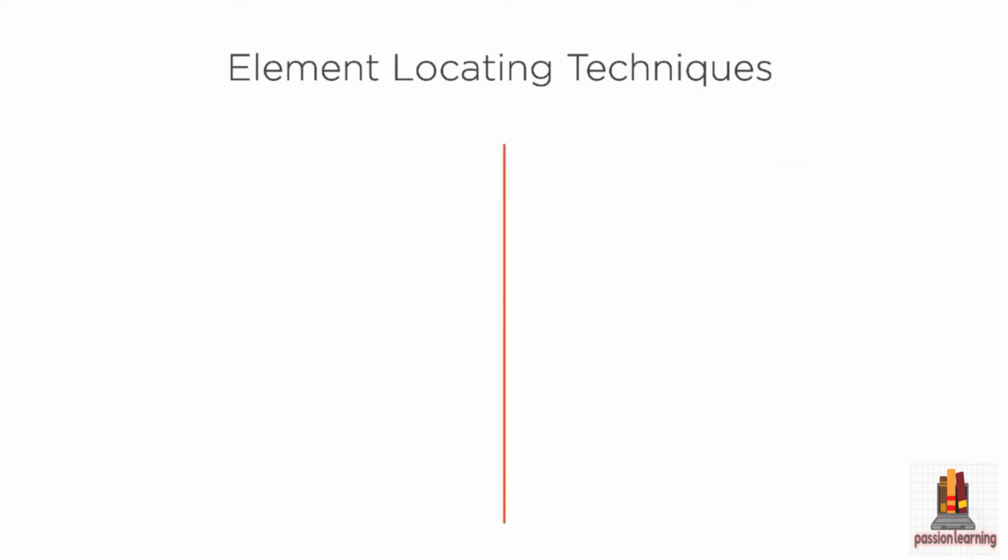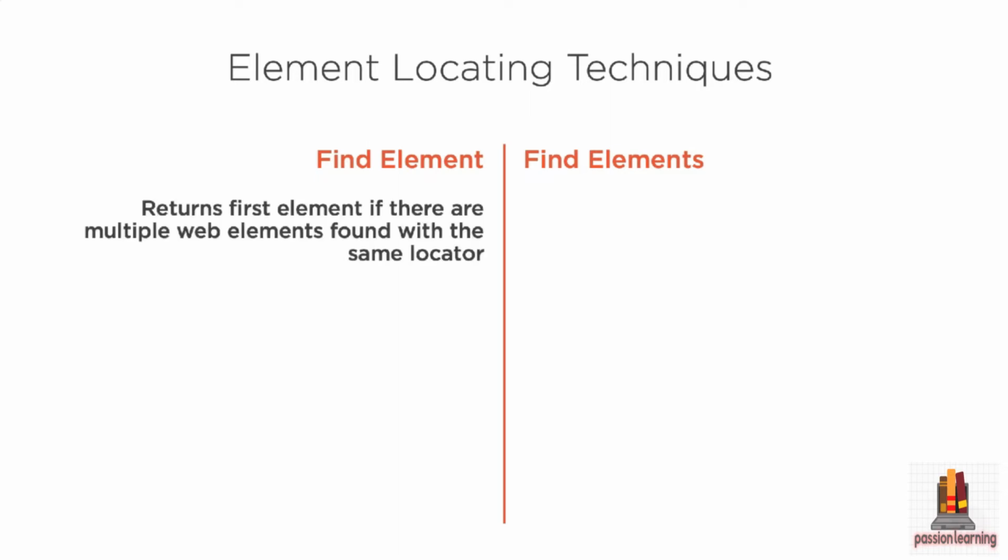All these methods of locating elements can be performed using two techniques: find element and find elements. Find element command is used to uniquely identify a single web element within the web page, whereas find elements is used to uniquely identify the list of web elements within the web page. Let's look at the main differences between the two.